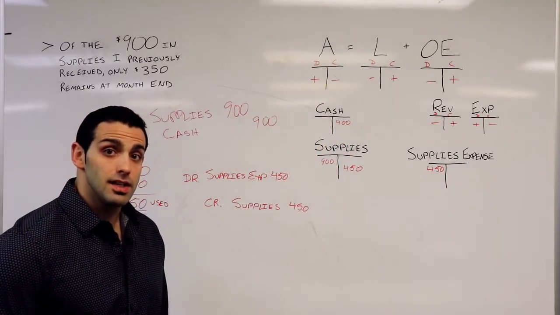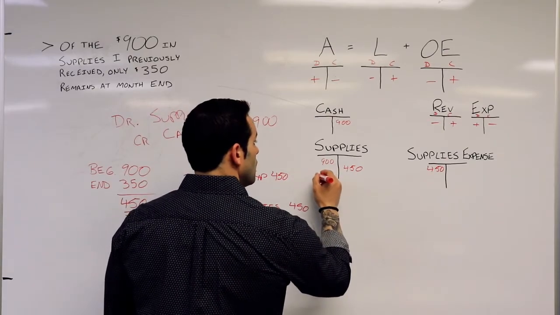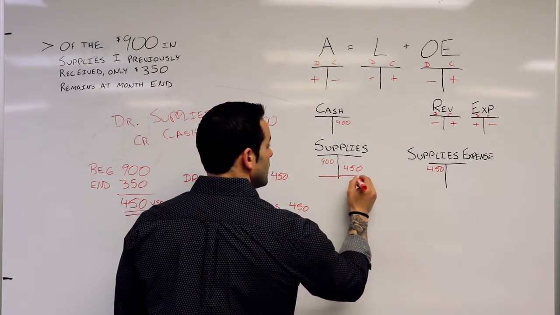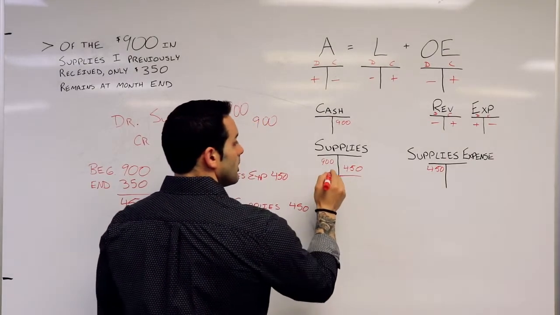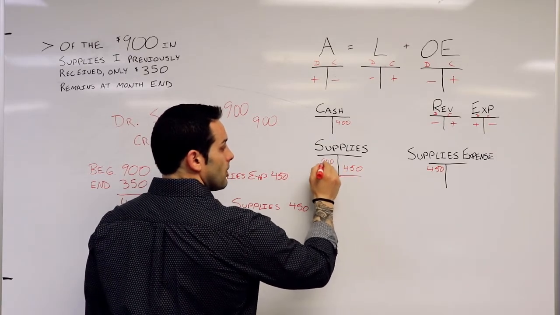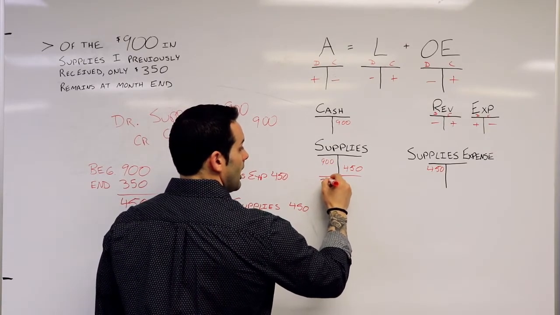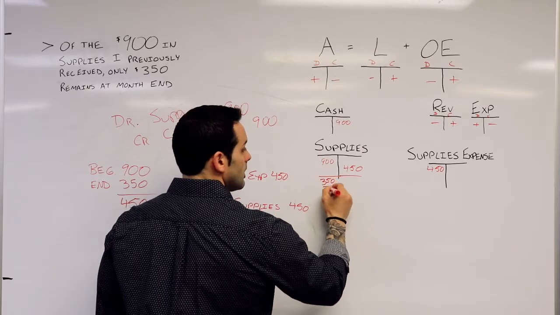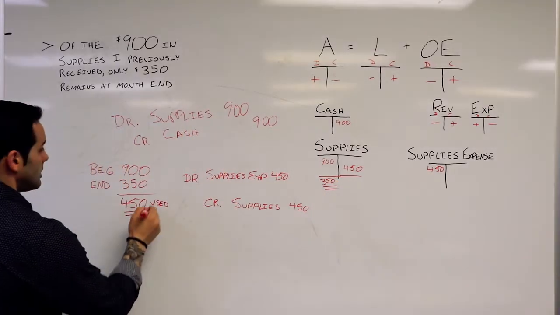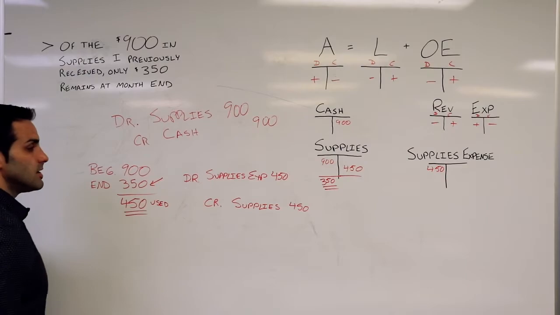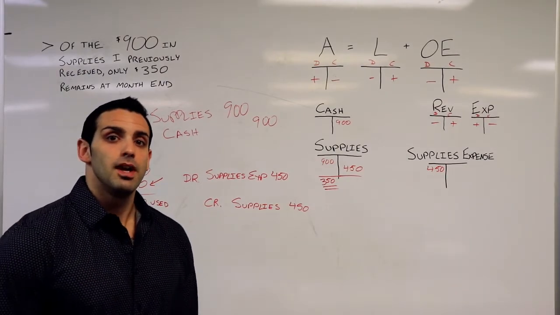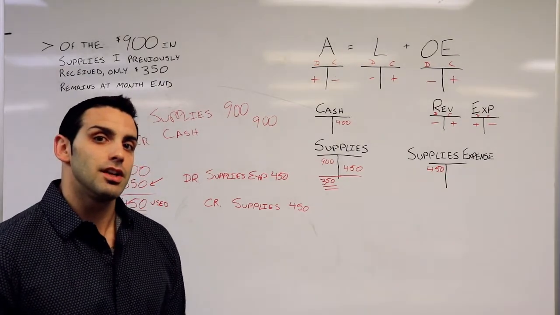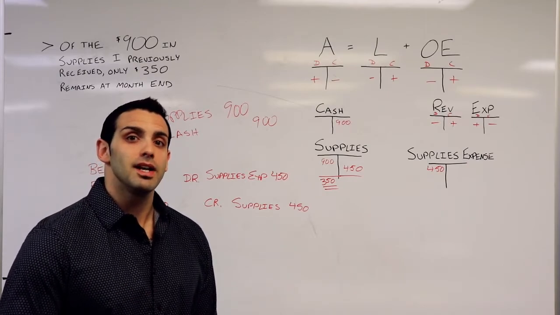And we'll put that on the debit side of our supplies expense T account. And so what we're left over with is we're going to reduce 900 by 450, and then we have our $350 leftover supplies, which also matches our ending balance. And that's how you make the adjusting entry for supplies and supplies expense.